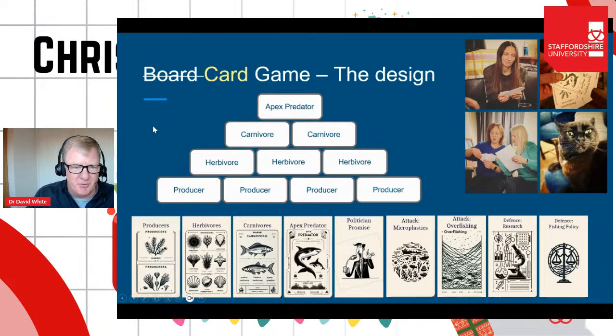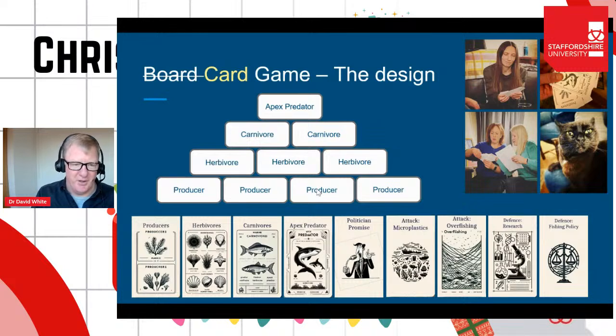You create this kind of pyramid, and you start off by trying to collect 4 producers. These are the lower order species, like the algae we've seen in our simulations. Once you collect four producers, you lock in that level. You put them on the table, and you don't need them anymore. You've completed stage 1 of your pyramid.